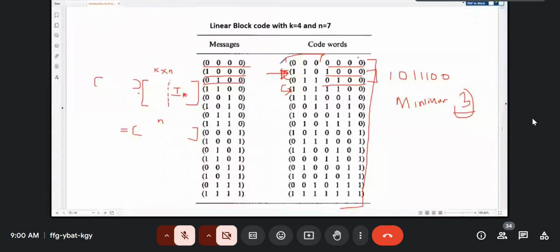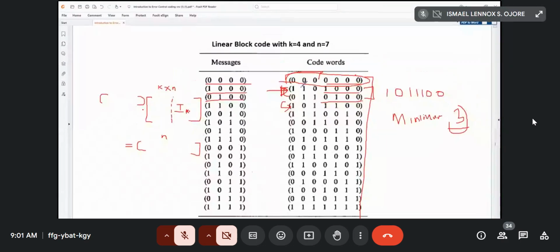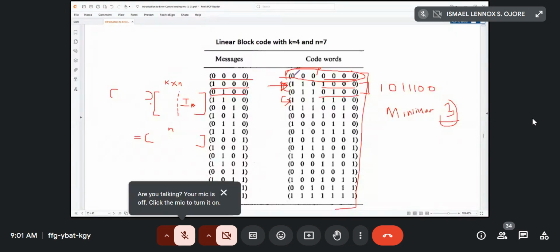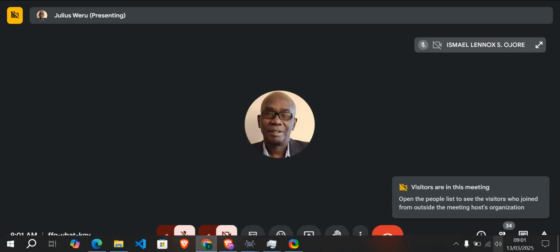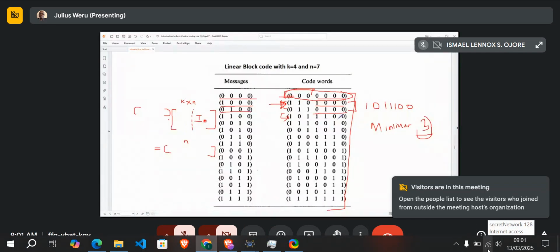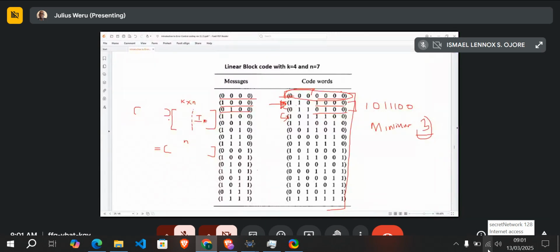If you exclude the zero code word. Of course, why are we excluding it? Because you can see this. If you include it, then the minimum weight is 0, so you can't include this. But if you exclude it, the minimum weight is 3. It means all of them have 3 bits or more, 3 ones or more.